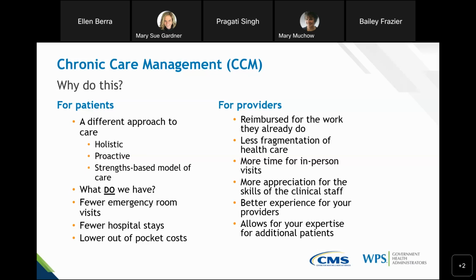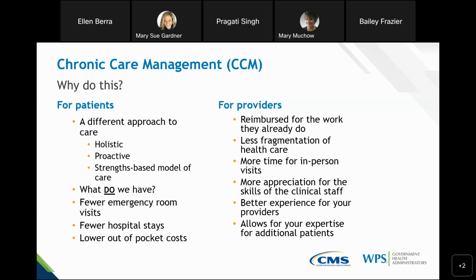For the provider community, why would you want to do this? Well, you can be reimbursed for work that you're probably already doing, especially for those patients who call your office a lot, who want to talk to the nursing staff a lot. Using this structure and going by the Medicare rules and regulations on this will really allow you to receive reimbursement for those services. There's less fragmentation of healthcare.